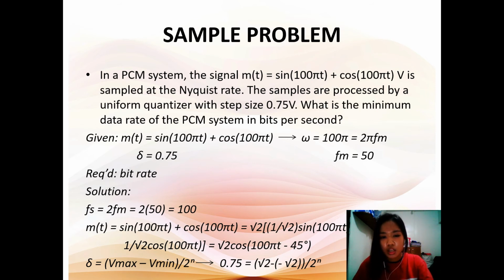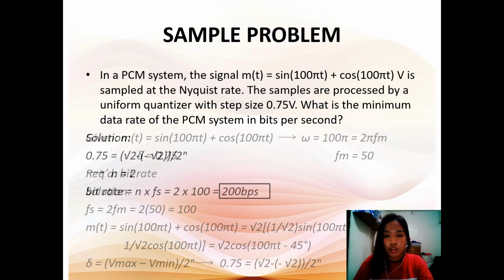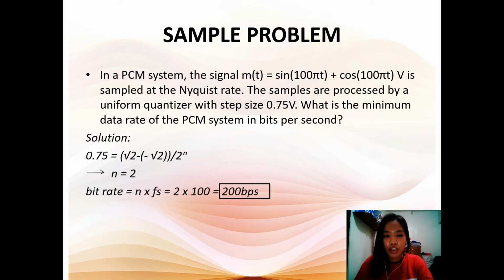So from there, we use the equation of resolution, which is delta equals V max minus V min over 2 raised to n, in order to get n. After obtaining n, which is equal to 2, we can solve for bit rate, which is n times fs, or 2 times 100, and it is 200 bps, or bits per second.